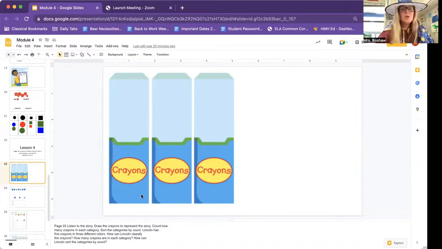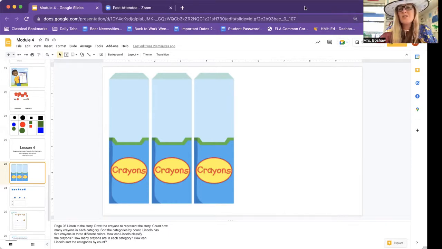All right. So here we are on page 93. Listen to this story. Draw the crayons to represent the story. Count how many crayons in each category and sort the categories by count. Lincoln has 5 crayons. He has 5 crayons total, okay? In 3 different colors. How can Lincoln classify the crayons? How many crayons are in each category? How can Lincoln sort by count?